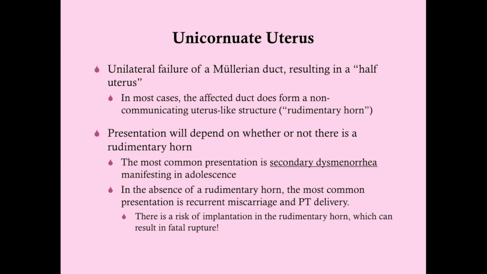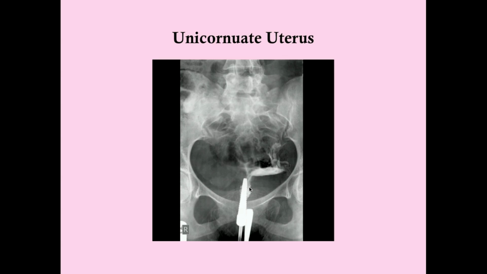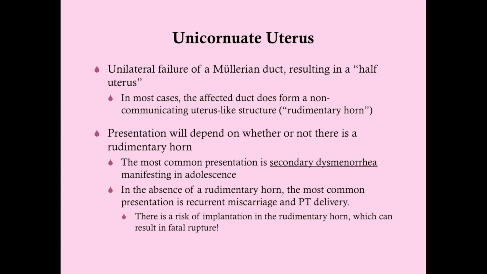All right, so the presentation will depend on whether or not there's a rudimentary horn. When an adolescent female has her period, she's going to need a way to get those menstrual contents out. Now the normal Müllerian duct, which communicates through the cervix into the vagina, will be able to expel its contents. The rudimentary horn, which does have endometrial tissue, will not be able to do that, and it will retain endometrial tissue and menstrual contents, and ultimately this is going to enlarge and cause pain. And so they will have secondary dysmenorrhea, which is cyclical pelvic pain that will start in adolescence. So this is one of your differentials of secondary dysmenorrhea.